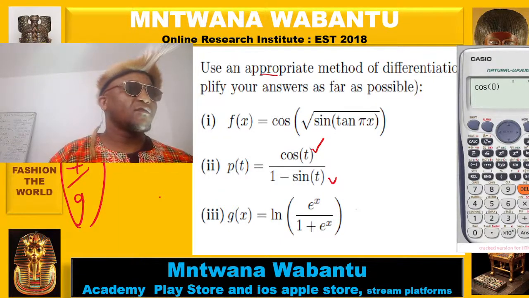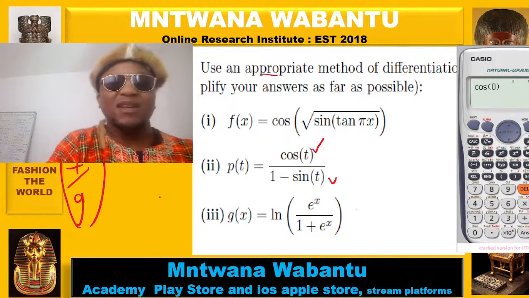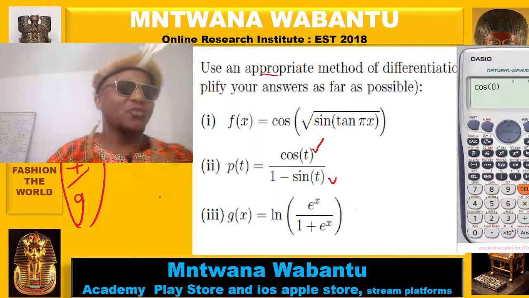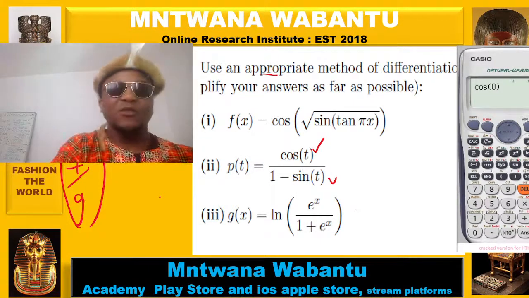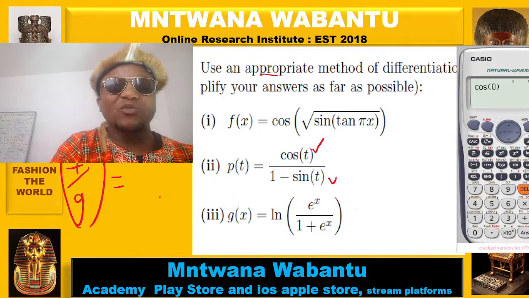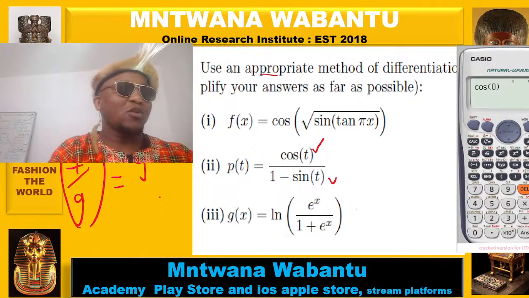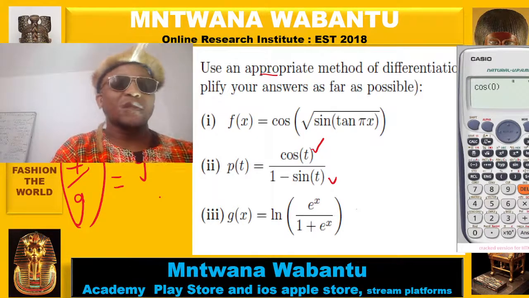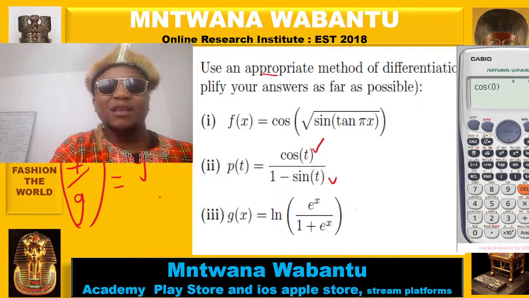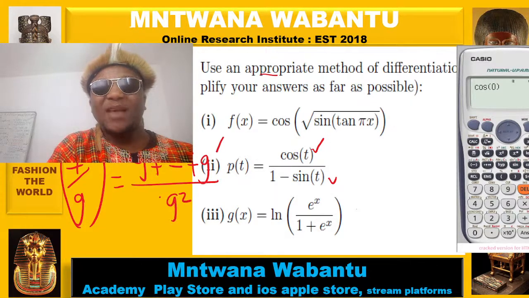This is the same as saying, if you differentiate, when you put a dash it means derivative. Start with the denominator. Write your denominator as a constant, and then differentiate the numerator, so f dash. Then you always have to minus. Now you flip: the numerator is going to be constant and you differentiate the denominator, and then always square the denominator.